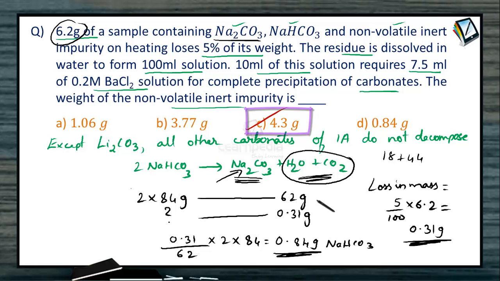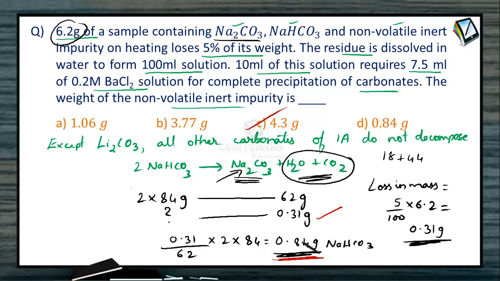So what we have done here, by using a simple concept that sodium carbonate does not undergo decomposition, we could say that the entire loss of mass here happened only because of the decomposition of sodium bicarbonate according to this equation. So if 2 moles of sodium bicarbonate is decomposed, the loss in mass is because of escaping of water as well as CO2 from the vessel, that is 62 grams. But here it is given as only 5% of 6.2 grams, that is 0.31 gram. And it is from how much quantity of sodium bicarbonate? That is equal to 0.84 grams of sodium bicarbonate originally present in the mixture.